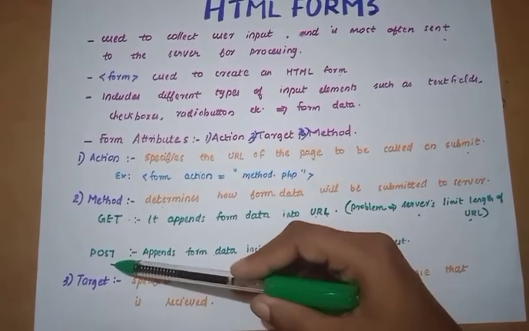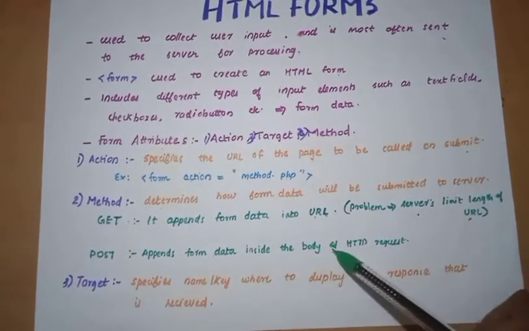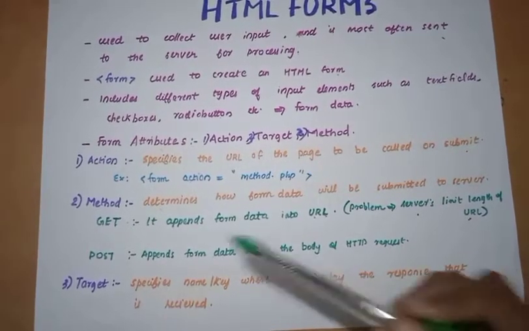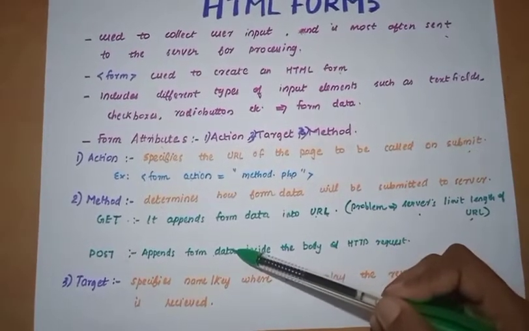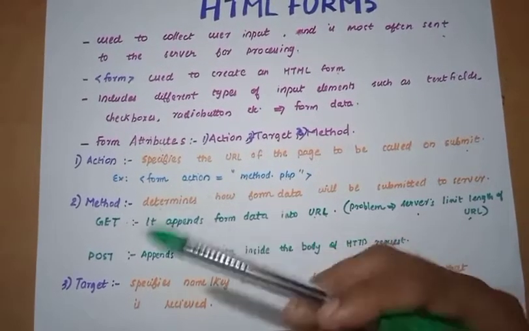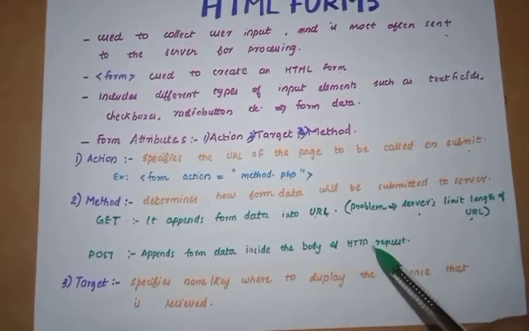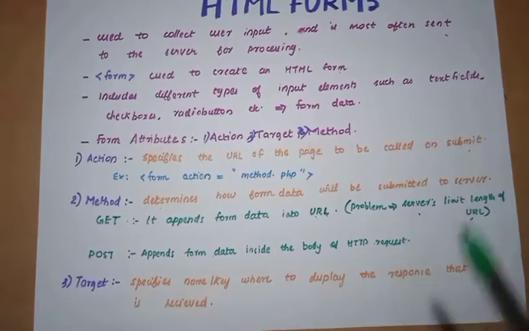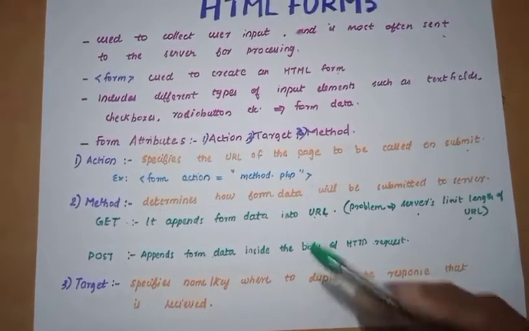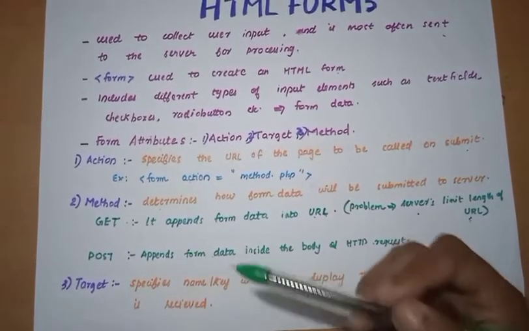So the next method is post. It appends the form data inside the body of the HTTP request. That means our form data is enclosed. It's not just sent roughly along with the URL. It is inside the body of the HTTP request. So that implies it is secure and safe. So normally for sensitive data transfers, we use the post method. That is to be kept in mind.